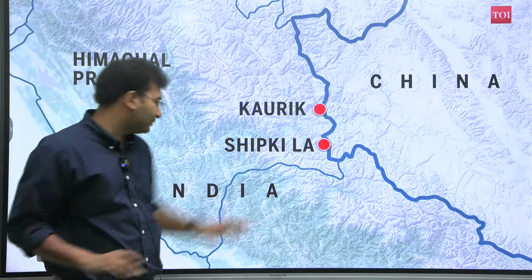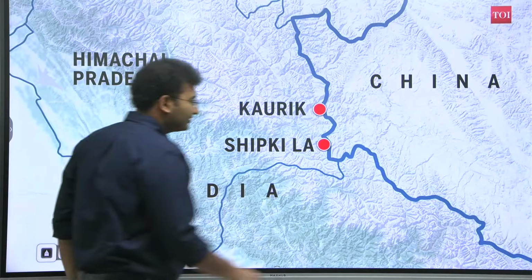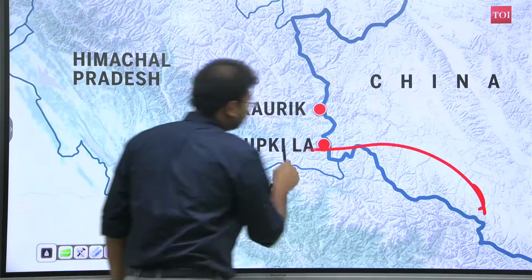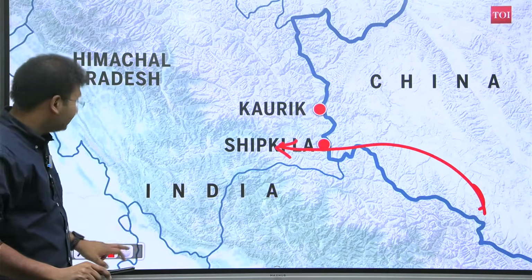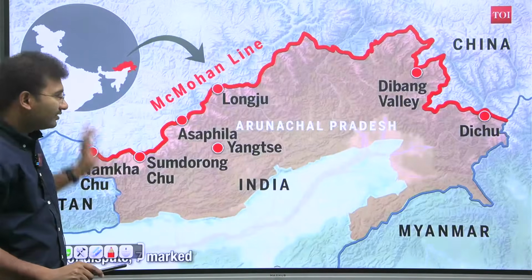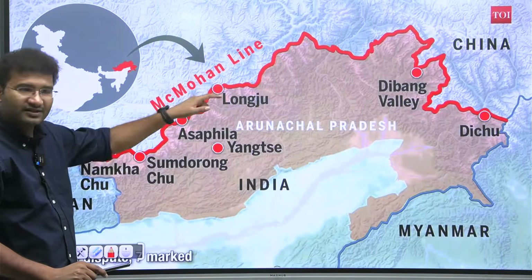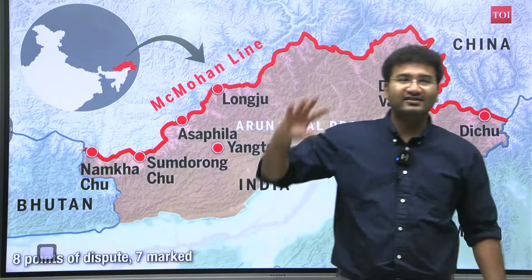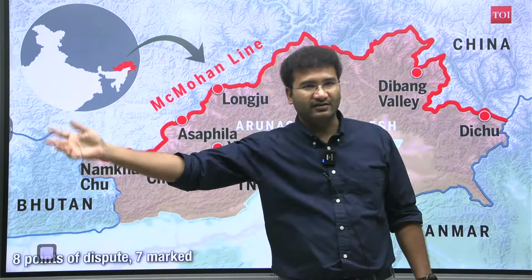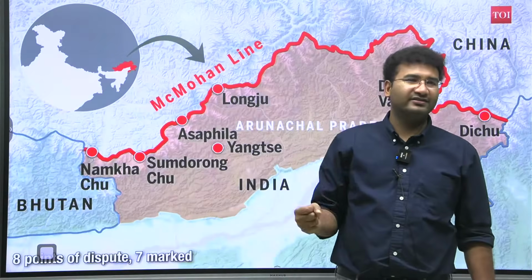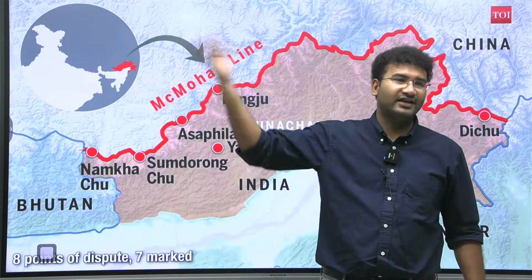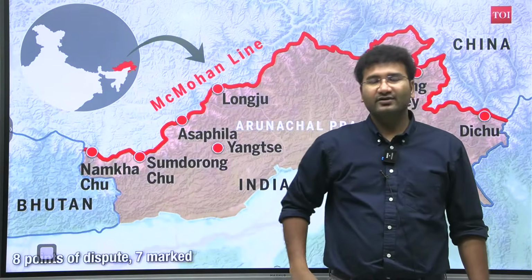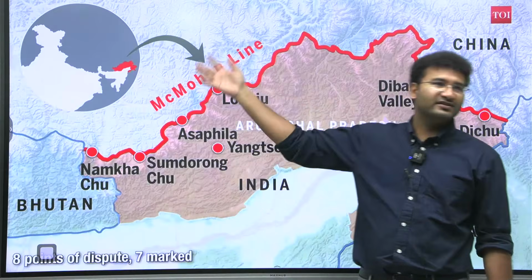Shipkila is the place where the river Sutlej enters India. This is also a disputed area. Now, northeast India: this is called the McMahon Line. It is a line which is accepted by Tibet. It was drawn by the British, and the Tibetan regime accepted it, but China does not accept that. So they say that this entire Arunachal Pradesh is ours.